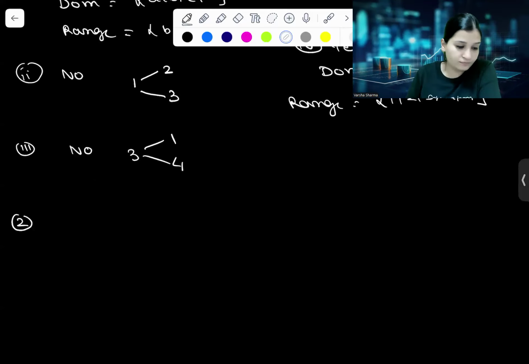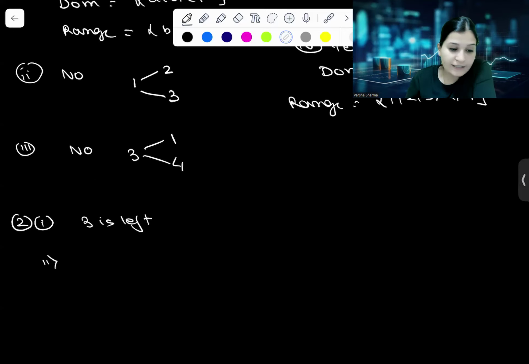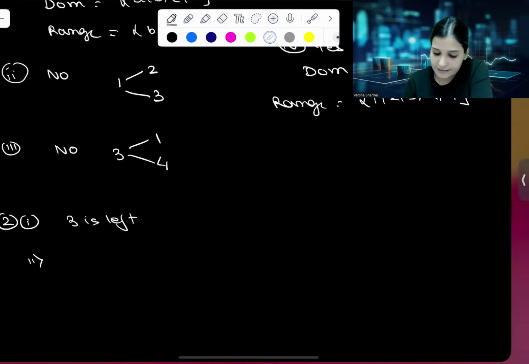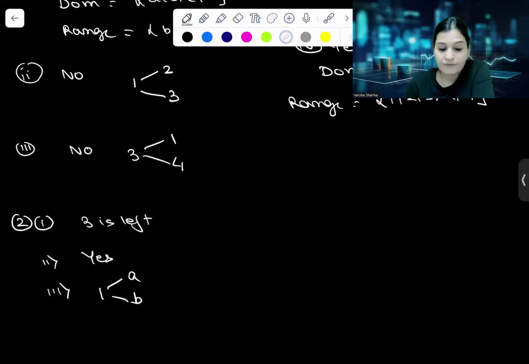Question number 2. X and Y are given. Again, which of the following are functions from X to Y? What about Roman 1? No. Why? Because 3 is left, 3 is not paired. Roman 2. Is it a function? Yes, ma'am. All the 4 elements, minus 4, 1, 2, and 3, are paired and they are paired with only one element. So yes, it is a function. Roman 3. No, because 1 is paired to 2 different places. Clear?